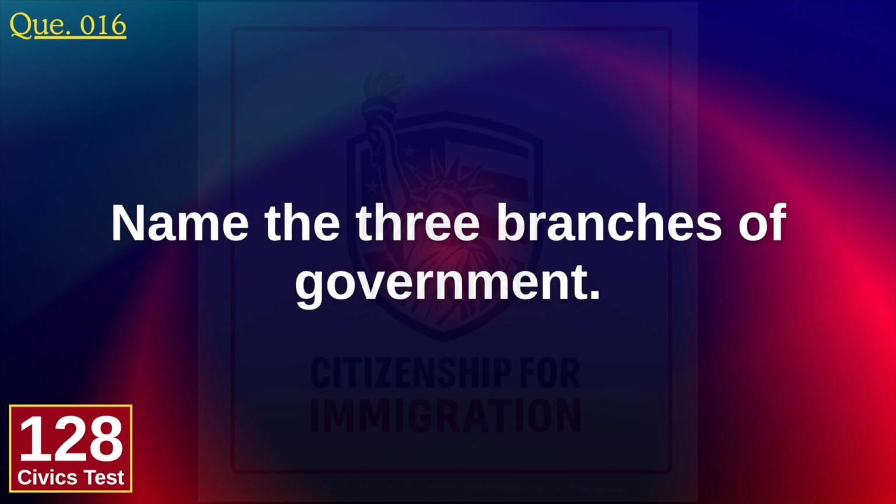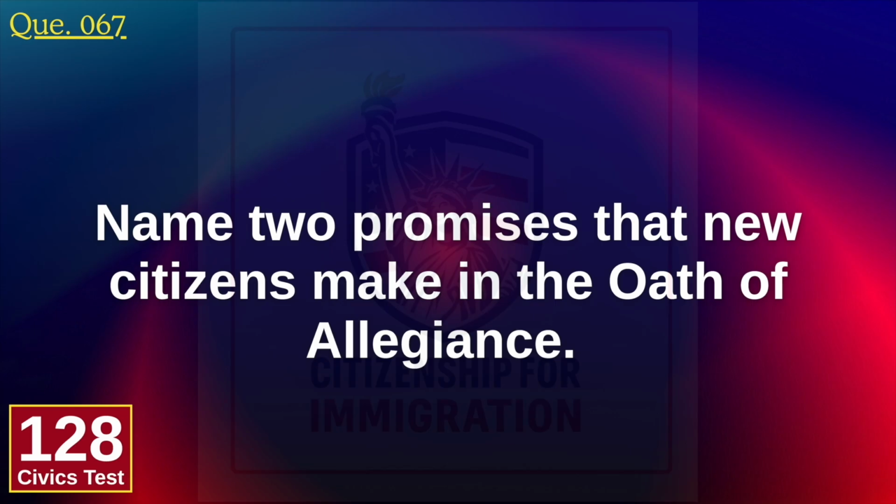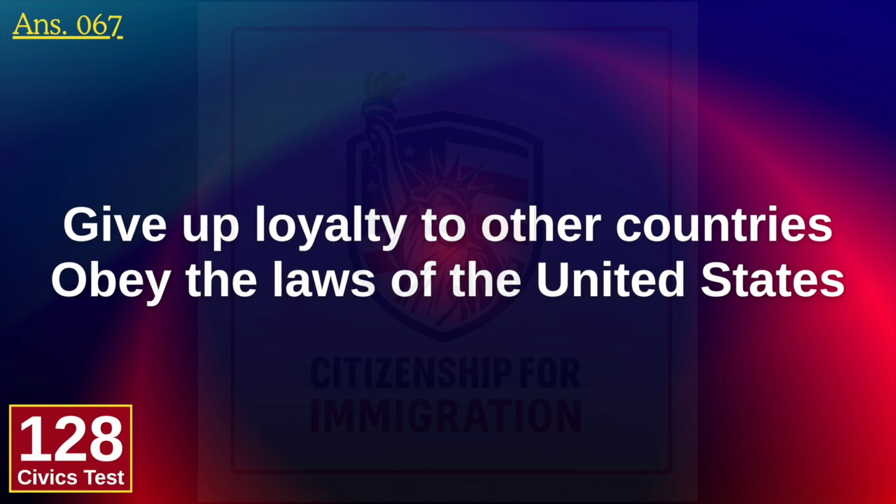Name the 3 branches of government. Legislative, executive, and judicial. Name 2 promises that new citizens make in the oath of allegiance. Give up loyalty to other countries. Obey the laws of the United States.